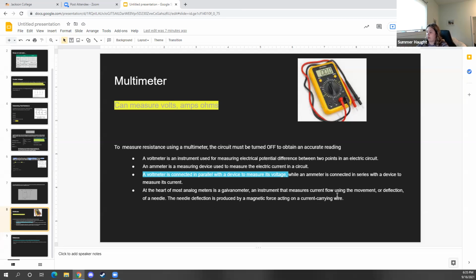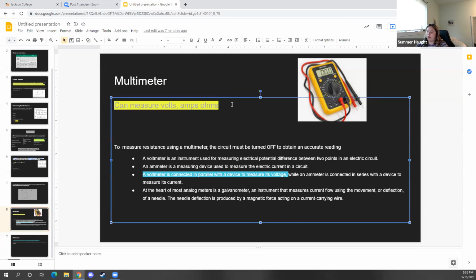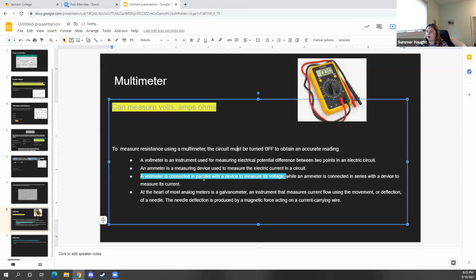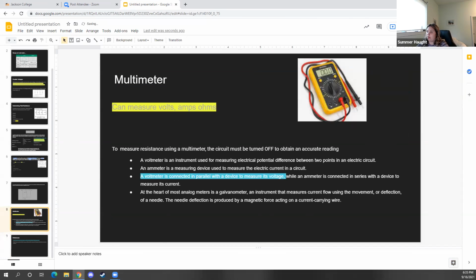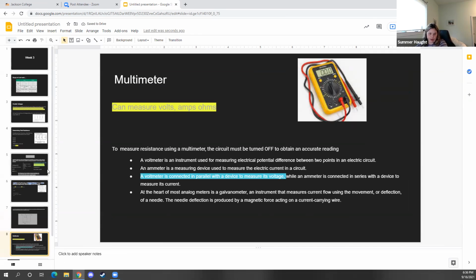You don't really have to know that. I just think it's interesting to know all the different types of meters you might be using when trying to measure different things. So the main idea when talking about a multimeter: know that a multimeter can measure all of this, and know that the difference between a voltmeter and an ammeter is that one measures volts, one measures current, and one has to be connected in parallel and one in series. That should be sufficient. That is basically all I have for this week.